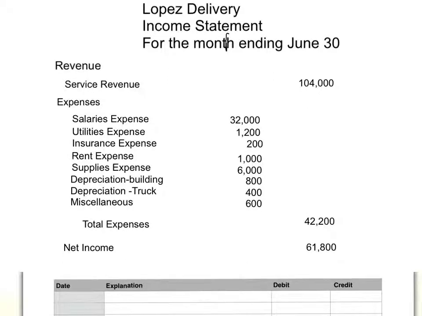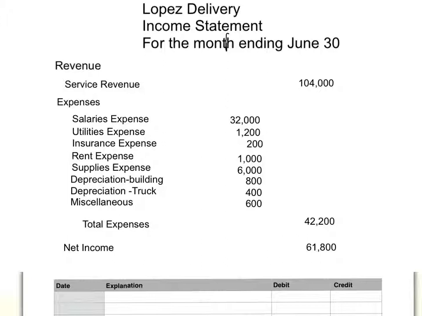This is the final step in the accounting cycle. That is, what we must do now is close the books. We have completed the accounting records up to June 30th, and we have prepared the income statement, revenue, and all these expenses. Now, at the beginning of the accounting period, revenue was 0.